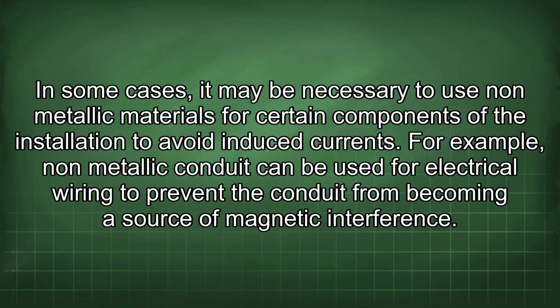In some cases, it may be necessary to use non-metallic materials for certain components of the installation to avoid induced currents. For example, non-metallic conduit can be used for electrical wiring to prevent the conduit from becoming a source of magnetic interference.